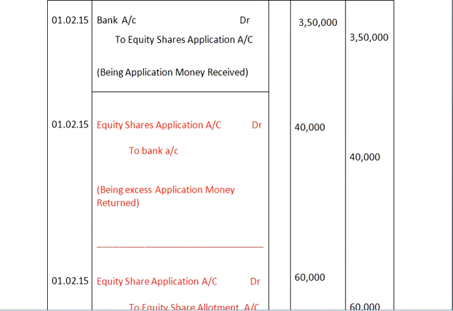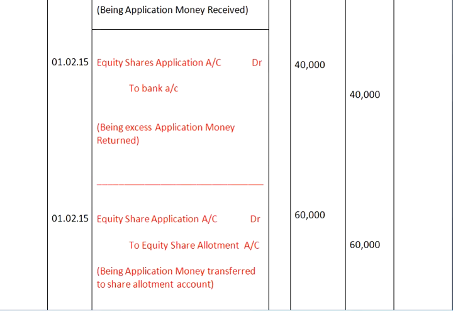In this 3,50,000 the excess application is for 20,000 shares, and the excess amount we need to adjust somewhere. So the first transaction: we are returning the amount of 40,000. On 1/2/2015, equity share application account debit to bank account, 40,000 and 40,000. The share application money has been returned. Again on 1/2/2015, the share application amount is adjusted to the share allotment amount. So equity share application account debit to equity share allotment account, 60,000 and 60,000. These two transactions are new.